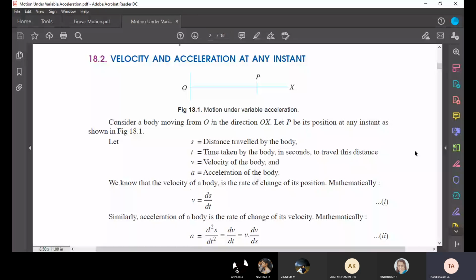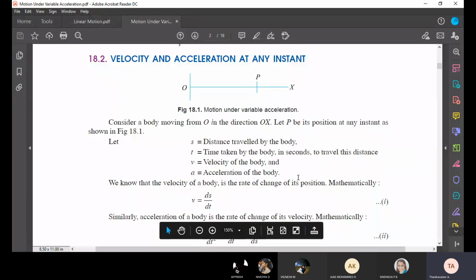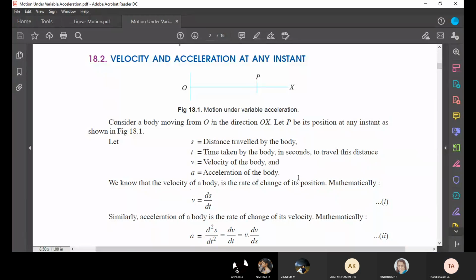So the starting point is O, and the particle has moved up to point P. So what is O to P? The distance S. S is equal to the distance traveled by the body. T is equal to the time taken by the body in seconds. V is equal to the velocity of the body.